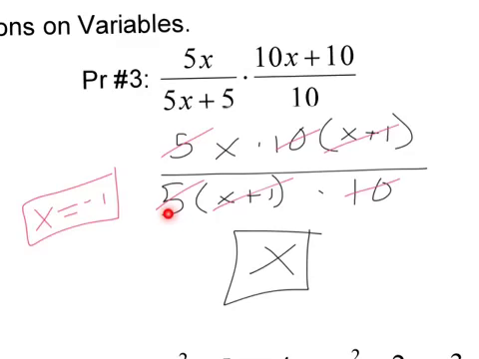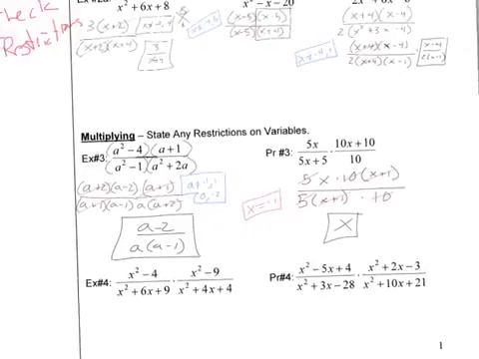But look, 5 and 5 cancel out. X plus 1 and x plus 1, 10 and 10. All you're left with is just an x. So your answer here is just x, with the restriction that x cannot equal negative 1.